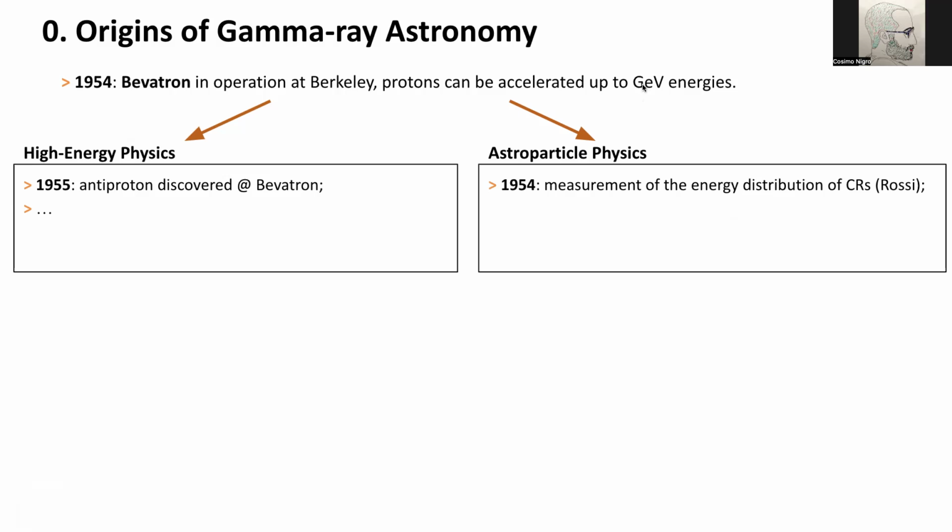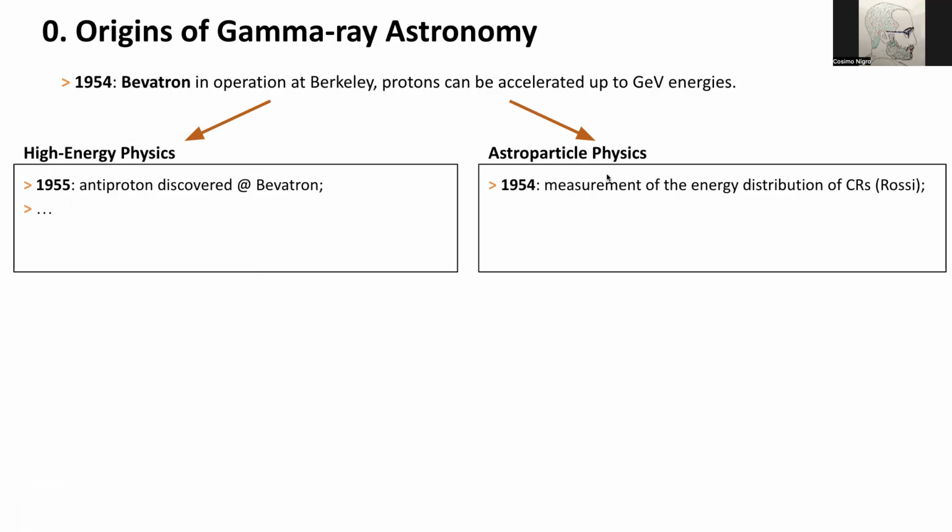And once you can accelerate particles to GeV energies, you really access a new range of physics, because you can start to produce antiparticles, and indeed they discovered the antiproton at the Bevatron, or you can start to smash nuclei, etc. Basically, what is born is what we nowadays call high energy physics. So we accelerate particles in a controlled environment, and we study the other particles that we produce or how these particles are constituted, let's say.